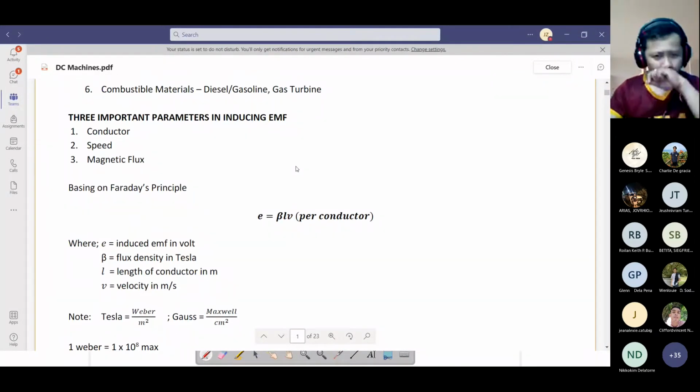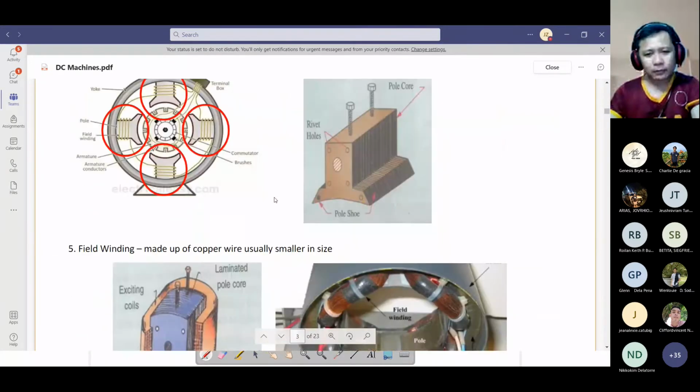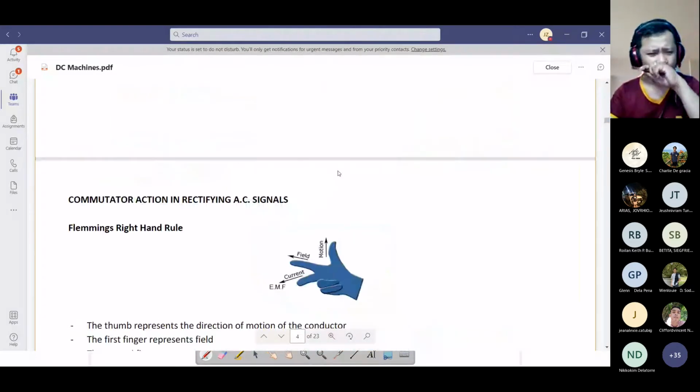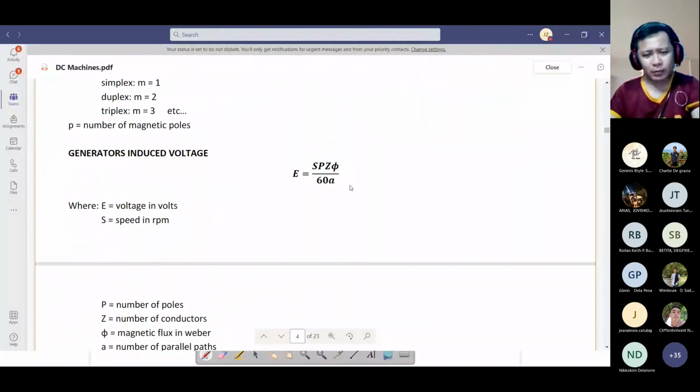kaning E equals beta LV, and then kani wala na sinilabot kay problem solving naman na to exam. And then kani E equals SPZV over 68.